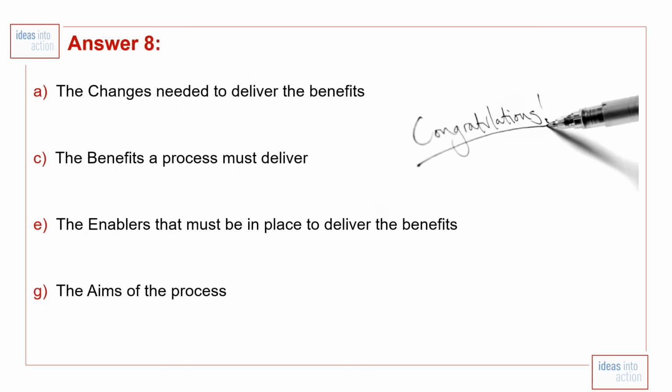Well, the answer to question 8, in order that they apply in the benefits realization model, is G, the aims of the process, C, the benefits a process must deliver, E, the enablers that must be in place to deliver the benefits, and A, the changes needed to deliver the benefits.